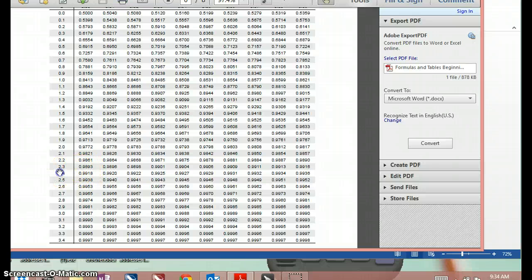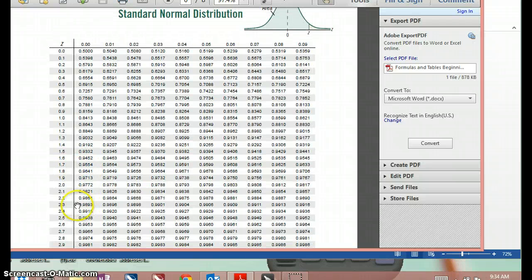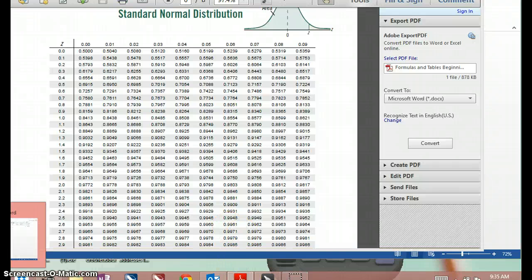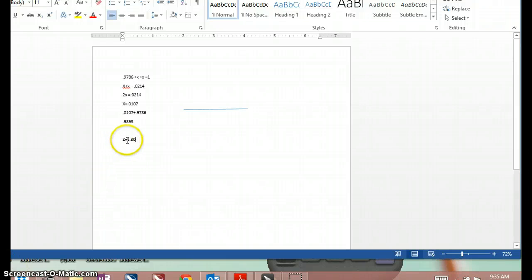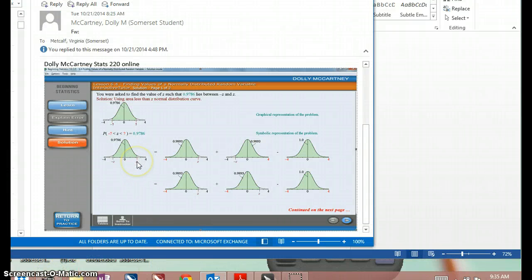So we come over here. Let me pull this down a little bit first. 9893, I come over here and get my 2.3, and then go up here and get 0, so it's 2.30. So my z is 2.30. So if I go back to the question, the z value that goes here is 2.30. The z value that goes here is negative 2.30.